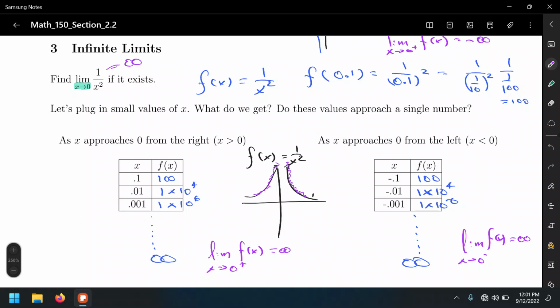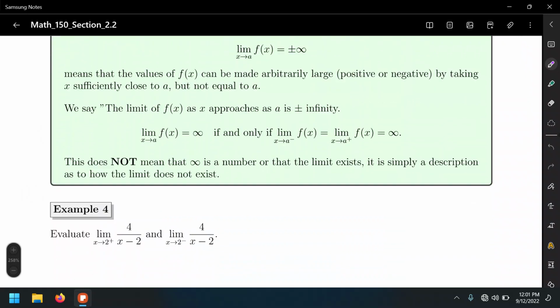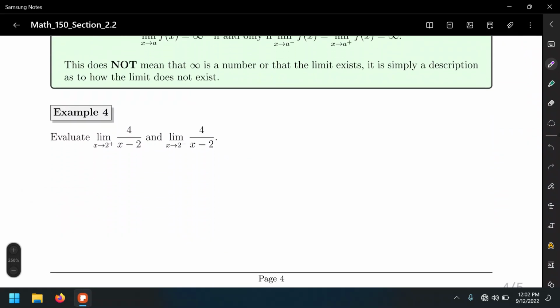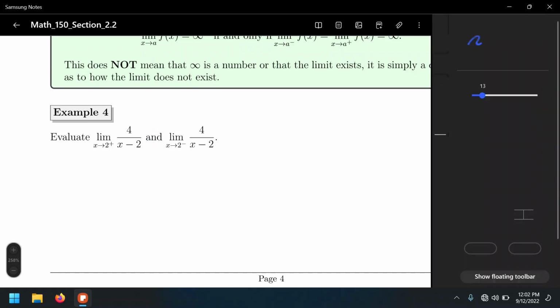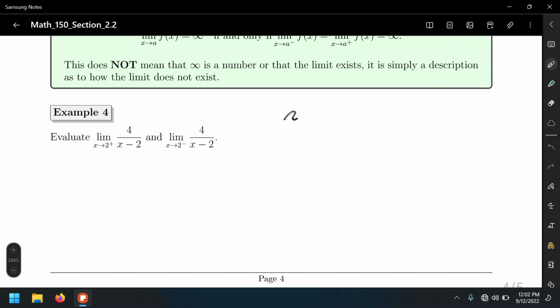So we're going to move on to another example. Example number 4: the limit of 4 over x minus 2 as x approaches 2, both from the right and from the left. This time I'm not going to go through the numerical approach. In this case, I'm going to go through the graphical approach. So we need to know how the graph of this function looks. Let's call it f of x equals 4 over x minus 2. How would the graph of that function look?